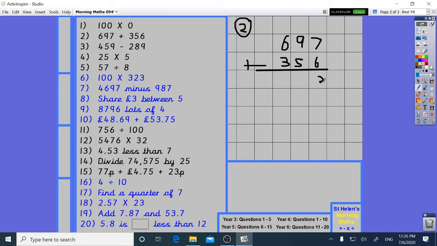6 and 7 is 13. 9 and 1 gives me 10 plus 5 is 15. 6 and 3 and a 1 is another number bond at 10. 1053. Okay, so moving on.